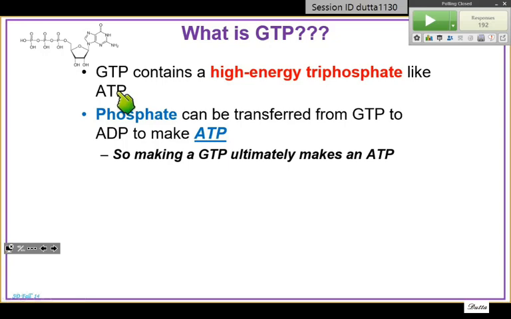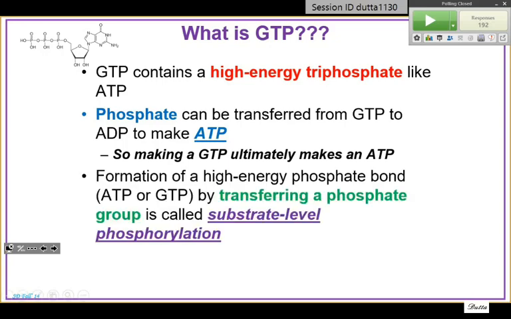So the energy from the GTP is transferred to ATP. ADP means diphosphate. Another phosphate is transferred from GTP to ADP to make ATP. So making GTP is ultimately like making ATP, but the cells prefer energy from ATP. So GTP has to be converted to ATP. This is important. Transferring a phosphate from one molecule to another molecule is called substrate level phosphorylation.